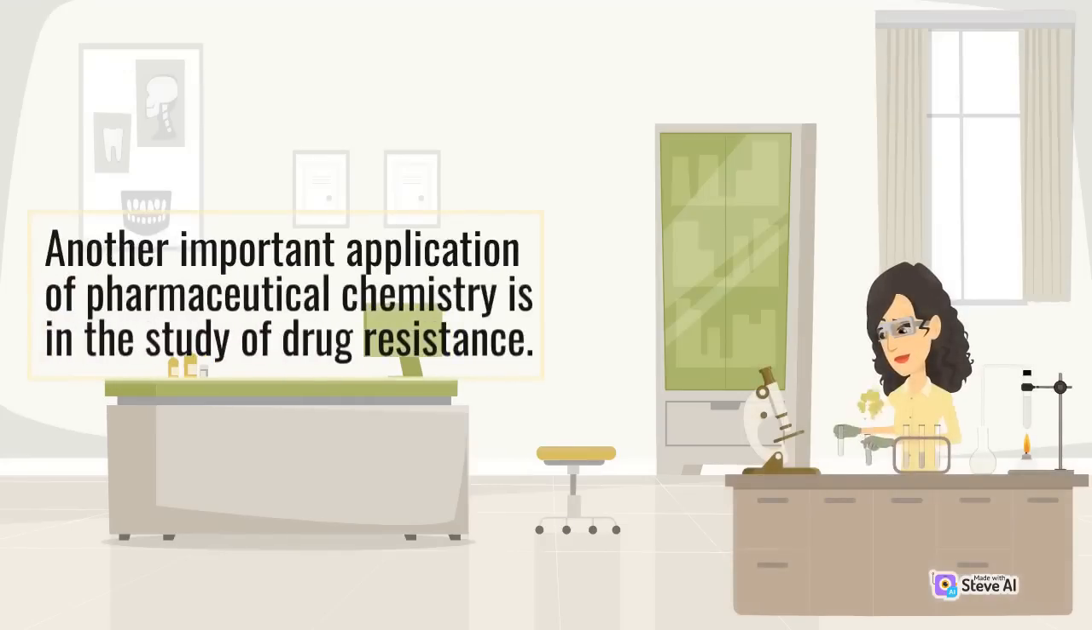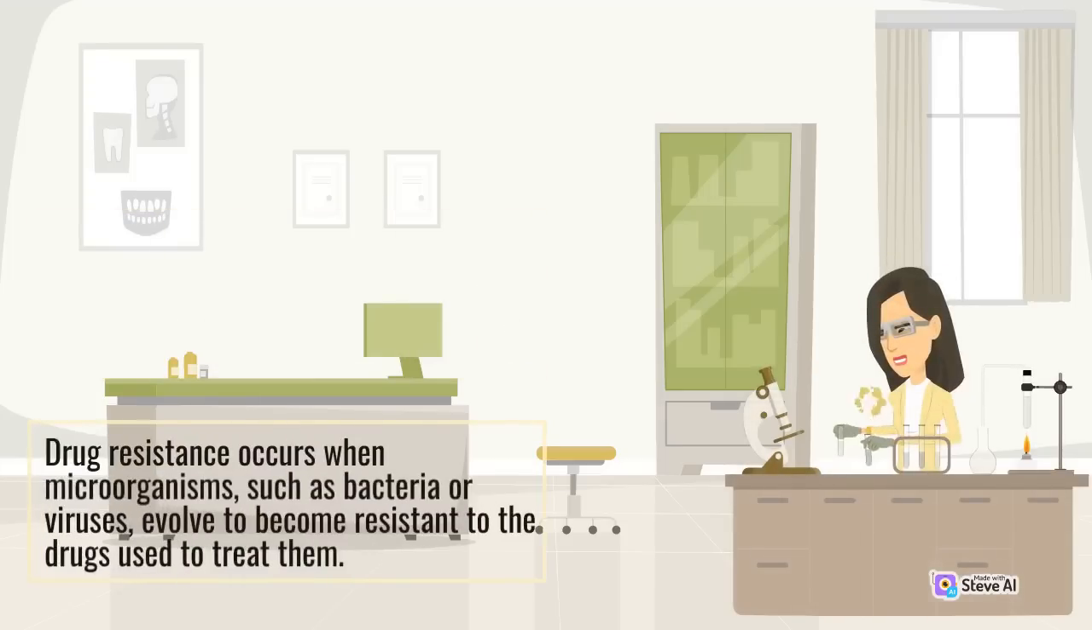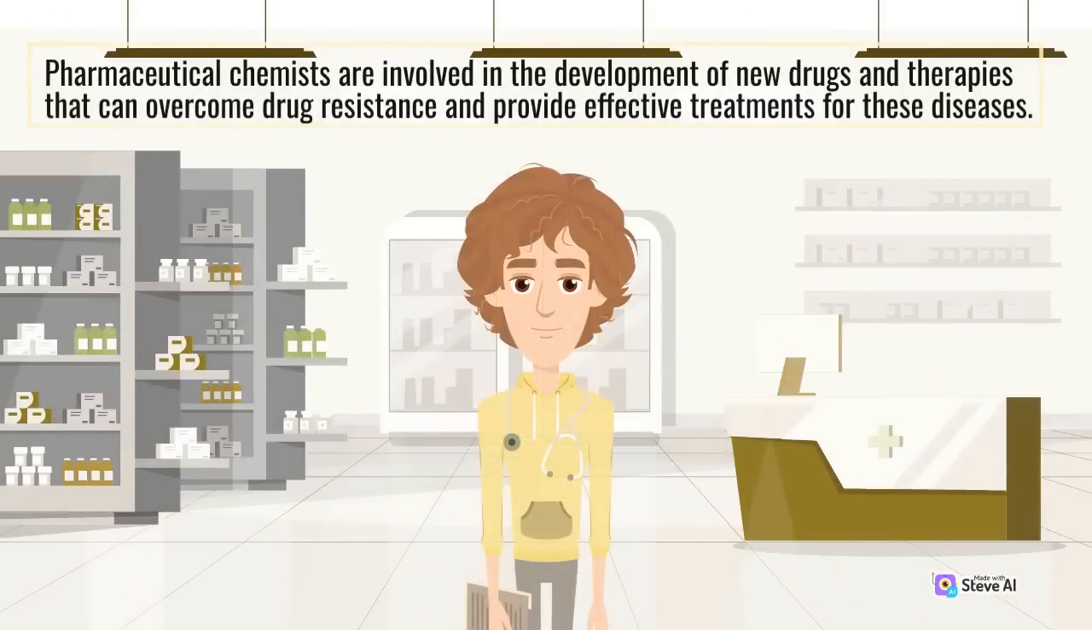Another important application of pharmaceutical chemistry is in the study of drug resistance. Drug resistance occurs when microorganisms, such as bacteria or viruses, evolve to become resistant to the drugs used to treat them. Pharmaceutical chemists are involved in the development of new drugs and therapies that can overcome drug resistance and provide effective treatments for these diseases.